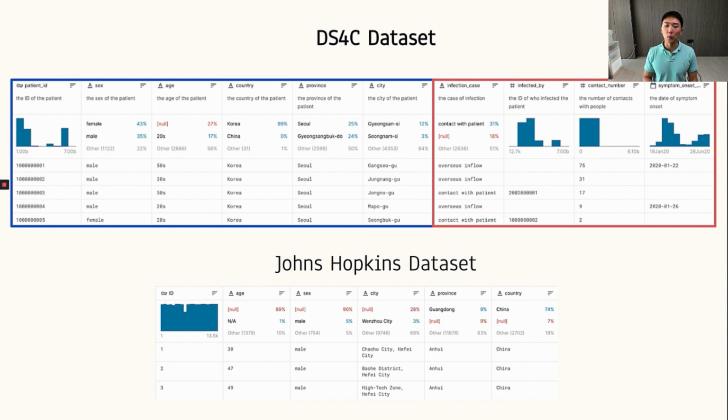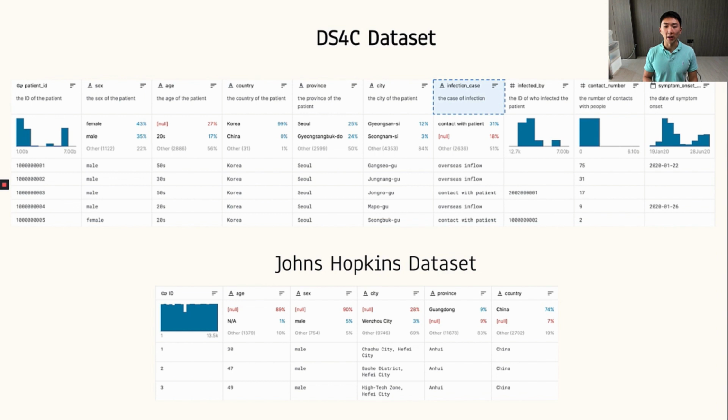I'll explain each column one by one, starting from the left. First, we have infection case, which describes the avenue through which each patient got infected. Let's take a look at the first row of the table.